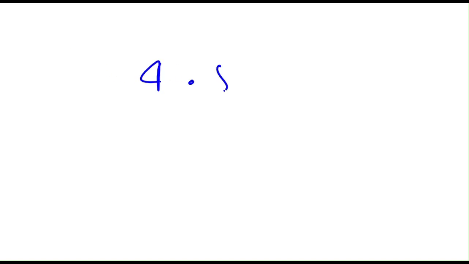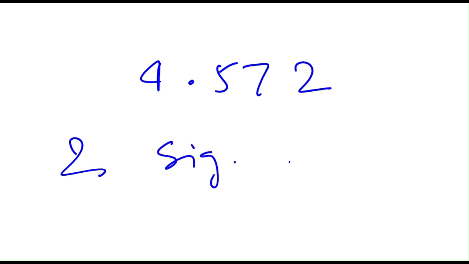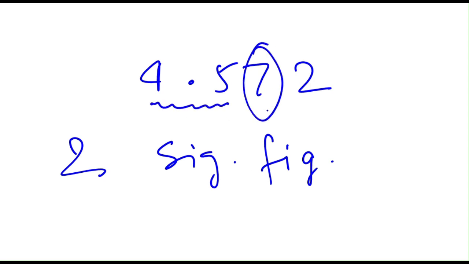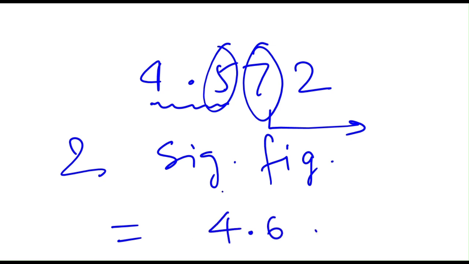So we have 4.572 and we have to round off up to 2 significant figures. Okay, so up to 2 significant figures we have to keep up to here. Then our chosen digit is this. From here we are going to truncate. So this is greater than 5, then we have to add 1 here, and then after rounding off it will become 4.6.